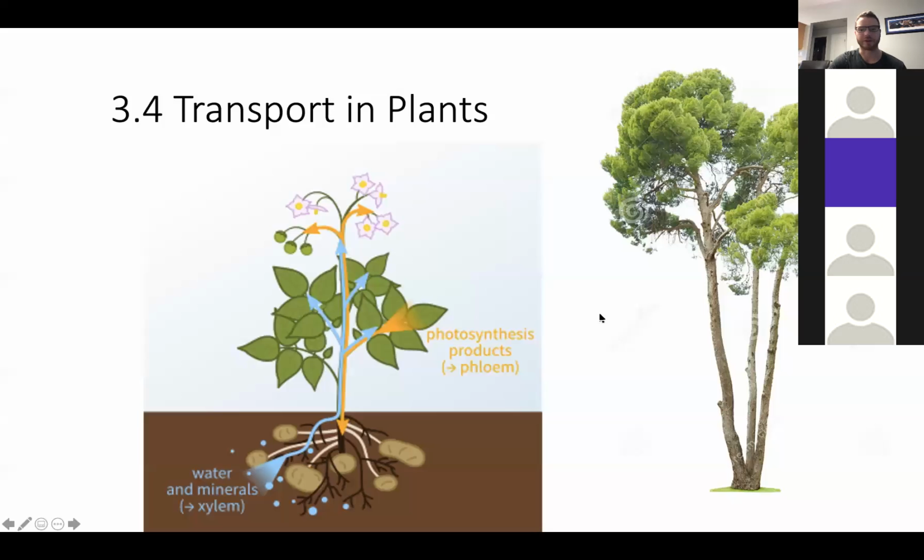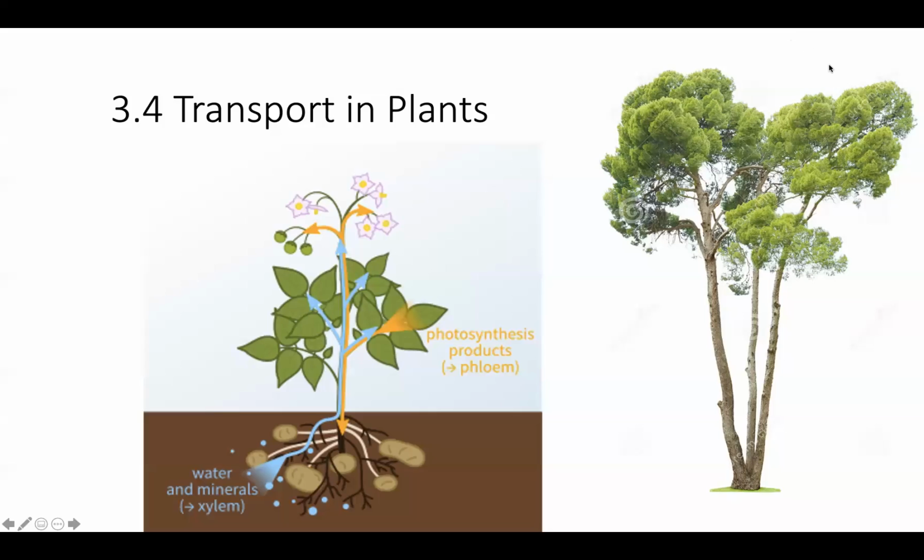Okay, so today we are talking about transport in plants. In those old growth forests that I was talking about 30 seconds ago, the water has a really far distance to travel between the roots and the leaves. Today we're going to talk about how that water is actually transported throughout the plant. We're also going to talk about how sucrose is transported.